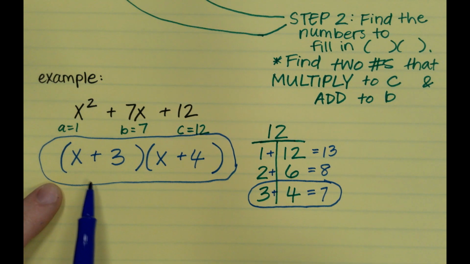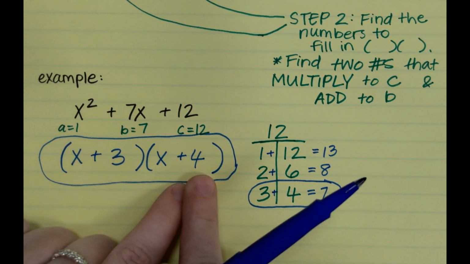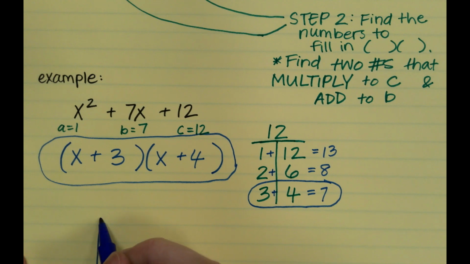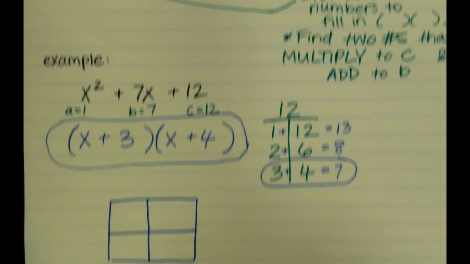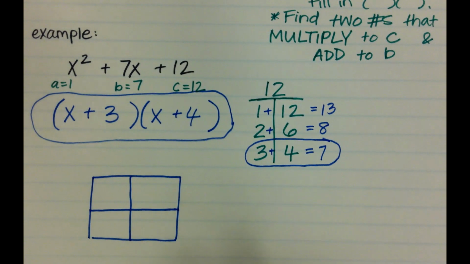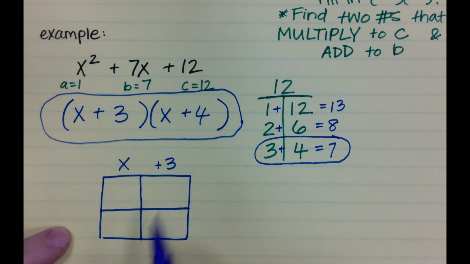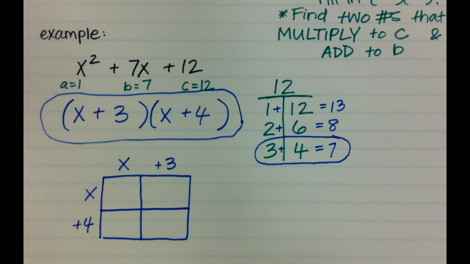So now, guys, we could also check our answer. Whenever I multiply x plus 3 times x plus 4, I should get x squared plus 7x plus 12. So for fun, let's do that. Let's do our box method. Let's just make sure we did it right. So I'm going to write x plus 3 on this side up top, and then x plus 4 on the outer edge, just like this.